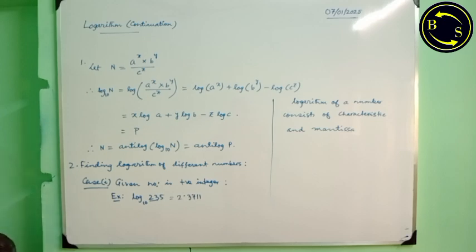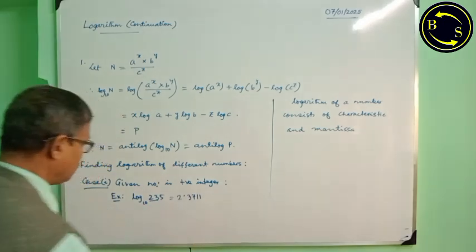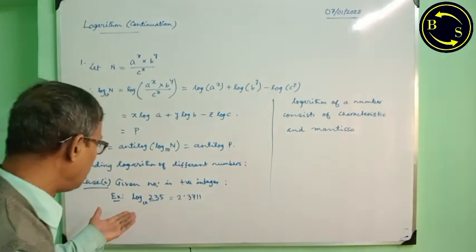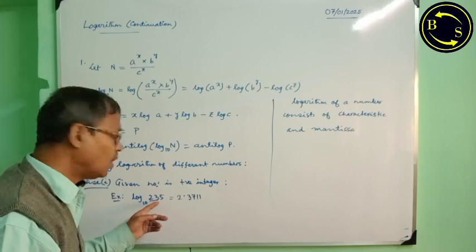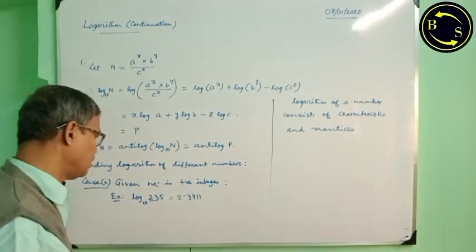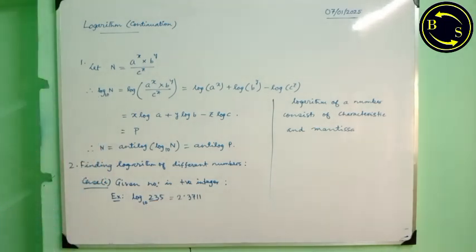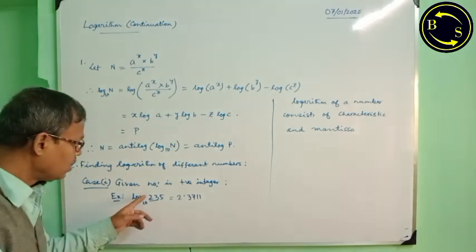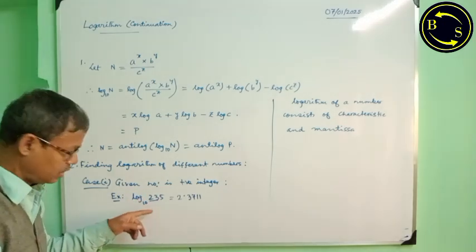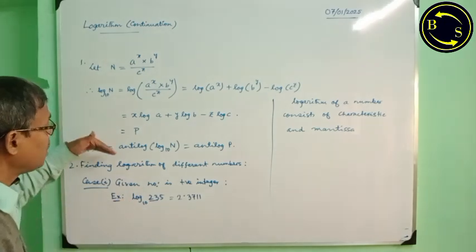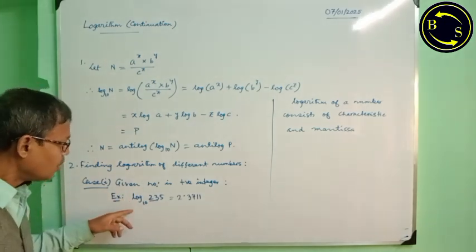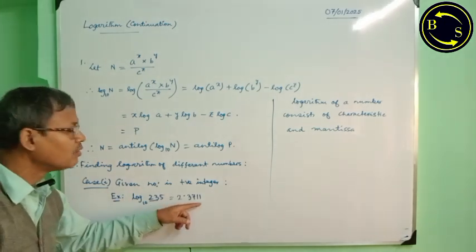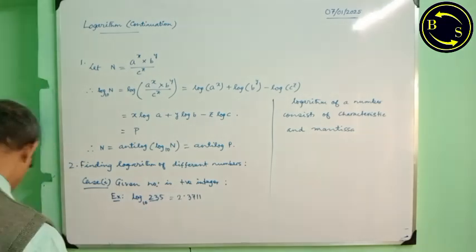the mantissa is from the log table, 3711. Therefore we have found the logarithm of 235 to the base 10. Now to get 235, we have to take, as I have already discussed that theory, the antilog of this one.